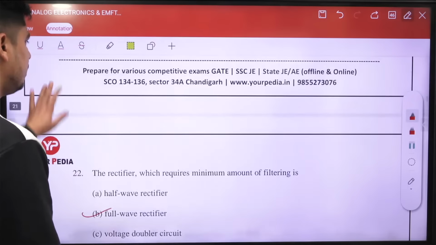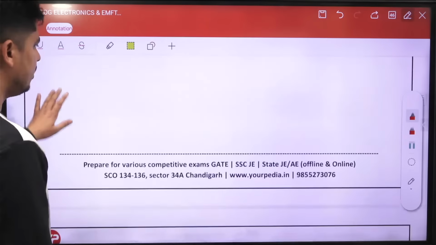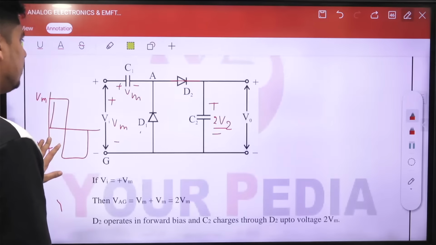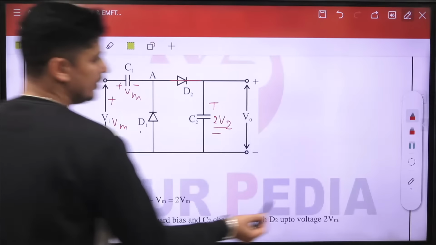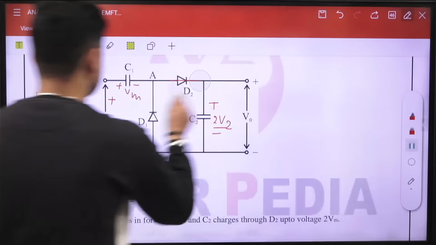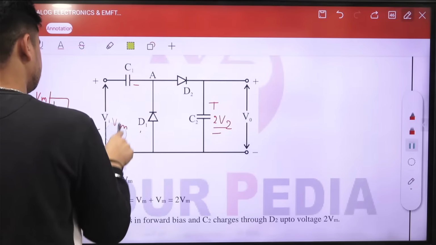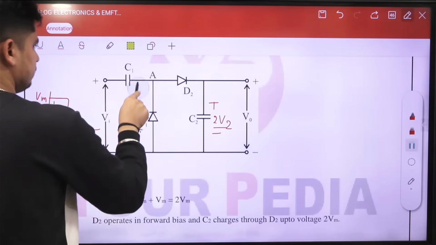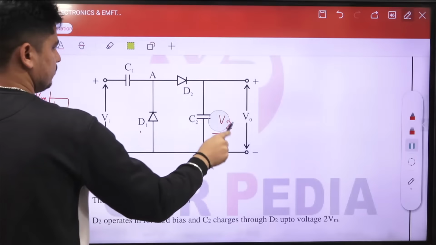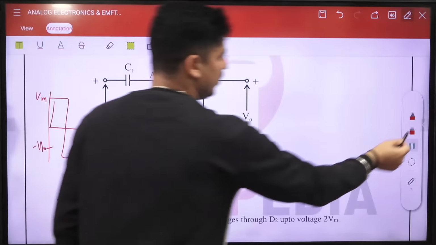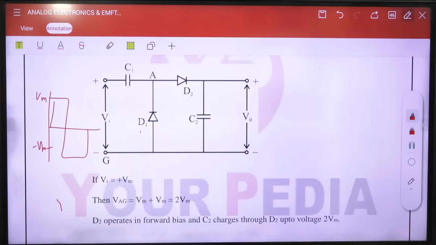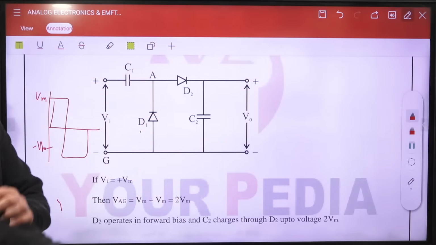Let us do it again. For the persons who didn't understand this question, I'm doing that again. Okay. If you studied the clamper circuit, let me remove everything again. Right. Everyone, let's try to understand here. See, basically what is happening here?